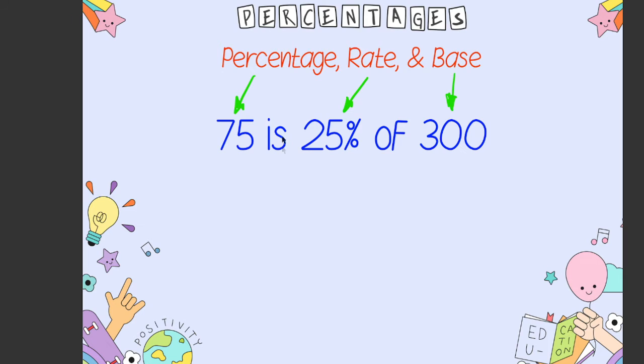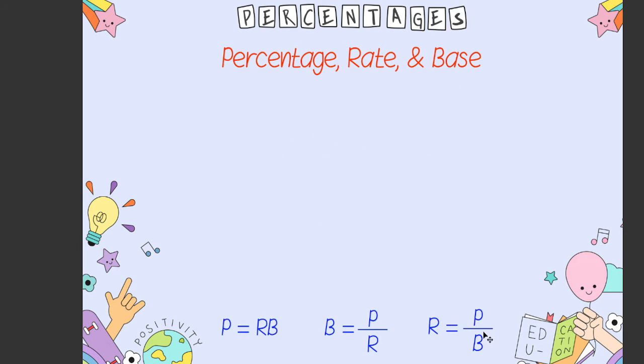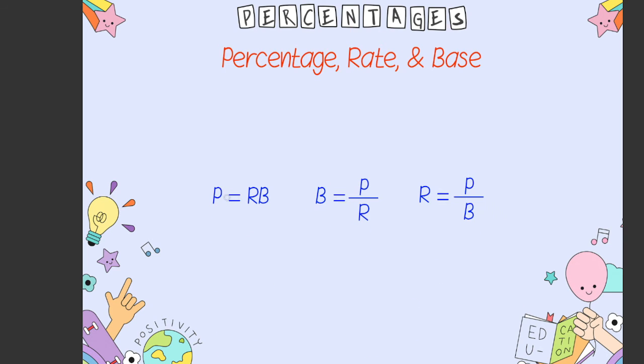So if we were to write these down in fraction form, we're going to have 75 over 300, and that is equal to 25 over 100. Now, what if any one of these were to go missing? For example, what is 25% of 300? So for that, we actually have 3 formulae. So if you're looking for percentage, just multiply the rate and the base. If you're looking for the base, just divide percentage over R. And if you're looking for the rate, just have percentage divided by the base.